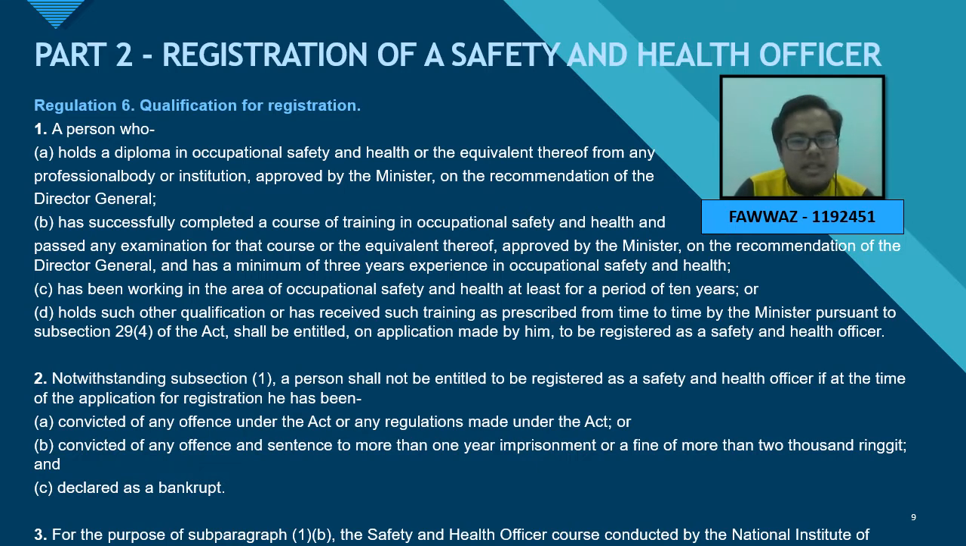Next, a person shall not be entitled to be registered as a Safety and Health Officer if he or she is convicted of any offence under the Act or any regulations made under the Act, convicted of any offence and sentenced to more than 1 year imprisonment or a fine of more than 2,000 ringgit, or is declared a bankrupt. If you are a bankrupt, you cannot apply for this registration.